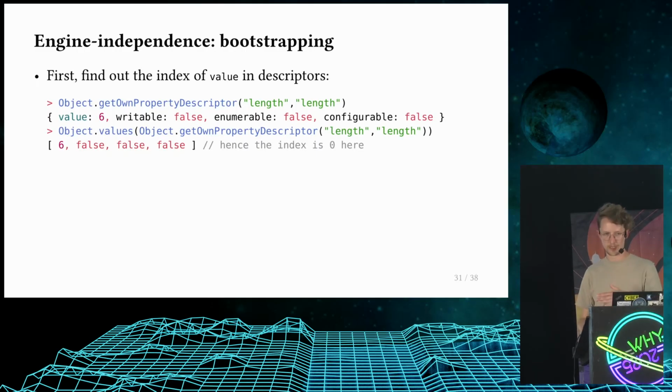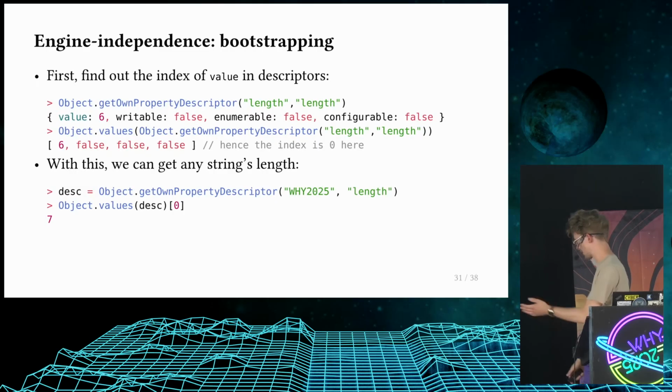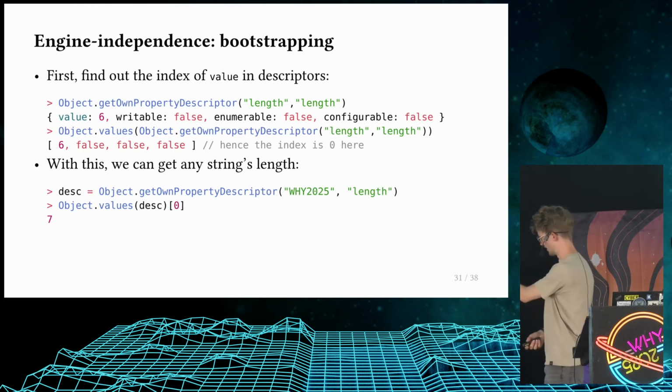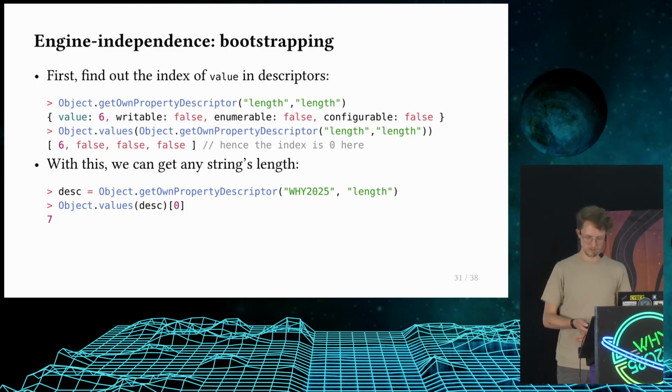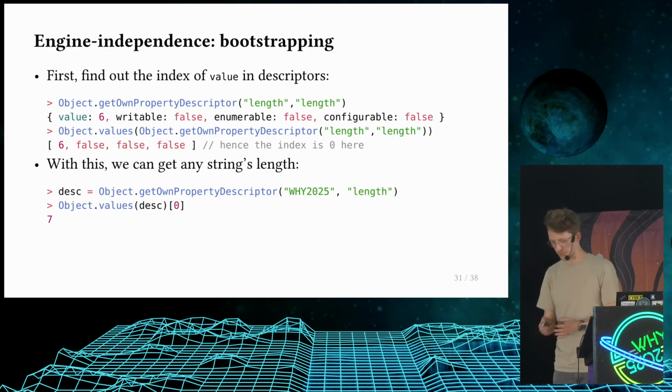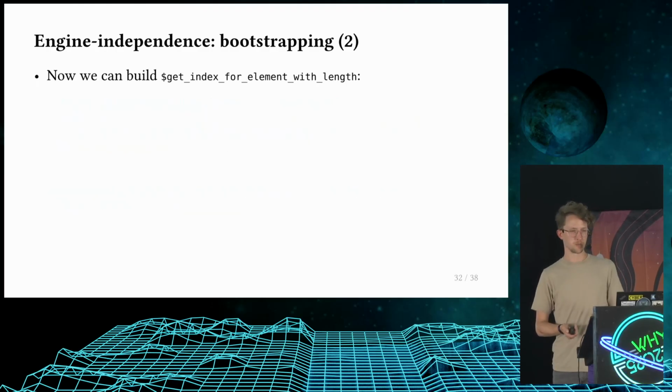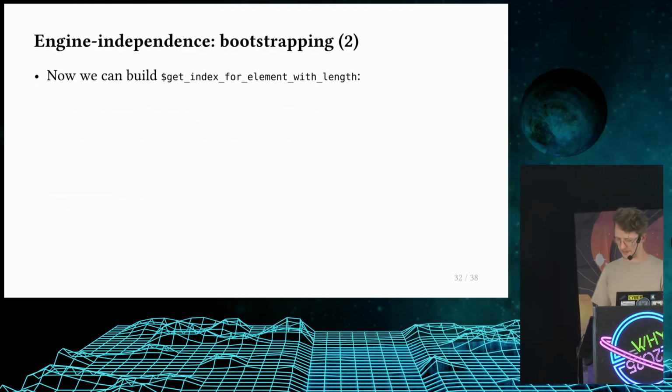So now that we know where value is, we can grab any string's length, because if we know it's at index 0, for example, the string y2025, we can grab its length by getting its property descriptor of length, and then just values, and then the first index, or index 0, giving us 7. So why do we want a way to get any string's length? Well, this helps us in the following way.